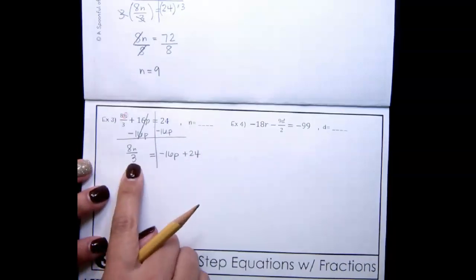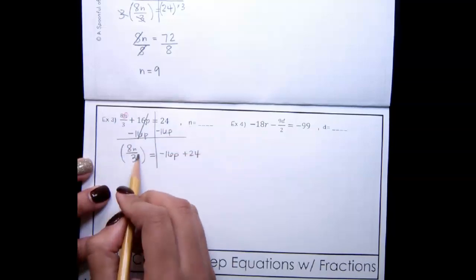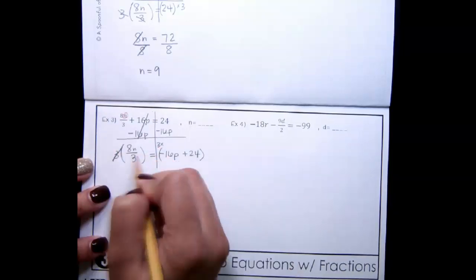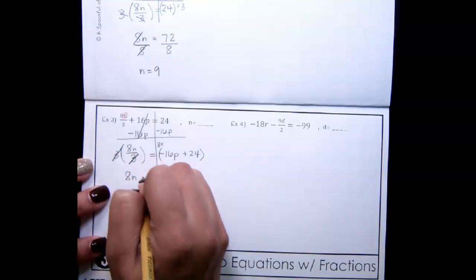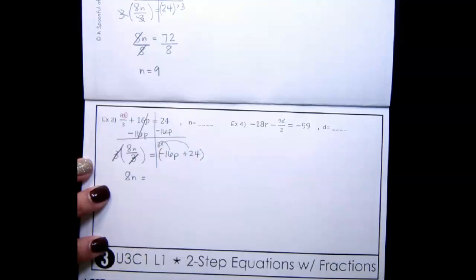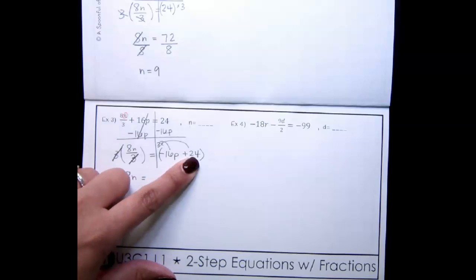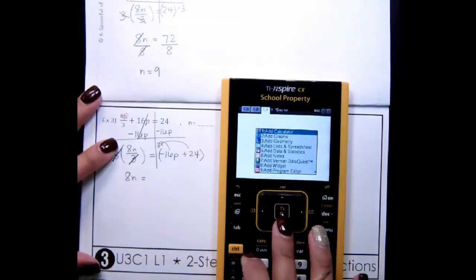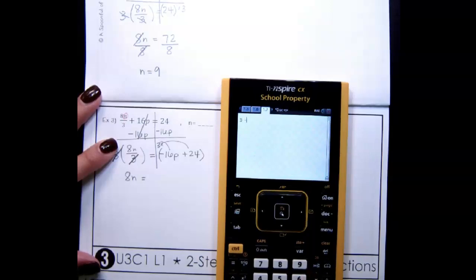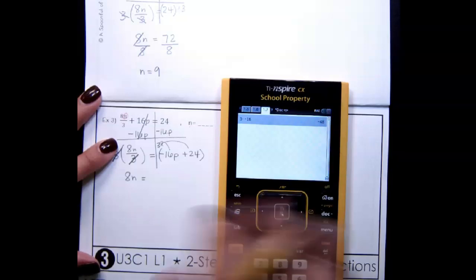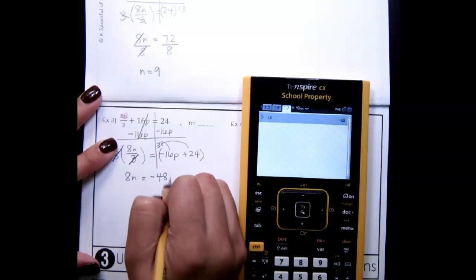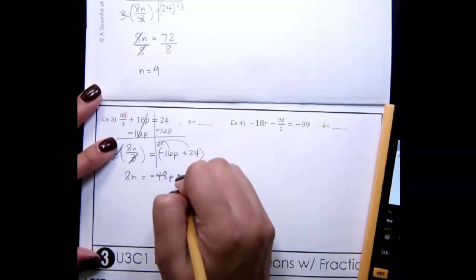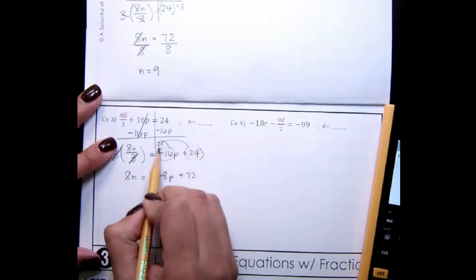Okay. Now, same thing. I want to get rid of that 3. Well, this is 8n divided by 3. Well, the opposite of division is multiplication. So I am going to multiply both sides by 3. That's how that 3 cancels out. I'm left with 8n on the left. Now I have to distribute this 3 to negative 16 and 24 because I am multiplying it and I have to distribute to everything inside. So this is where you may need your calculator. 3 times negative 16 is negative 48, but I can't forget the variable. So negative 48p. And then 3 times 24 is 72. So plus 72. I just took both of these numbers and I multiplied them by 3.